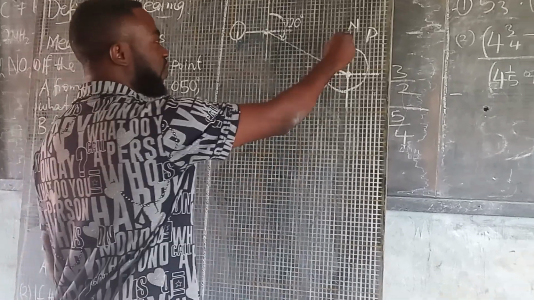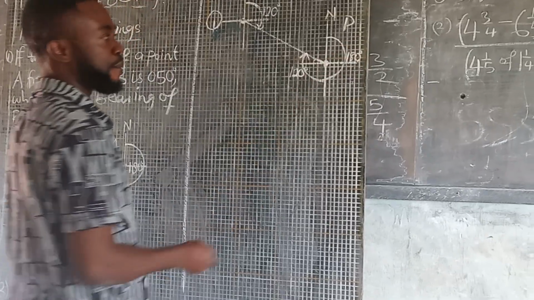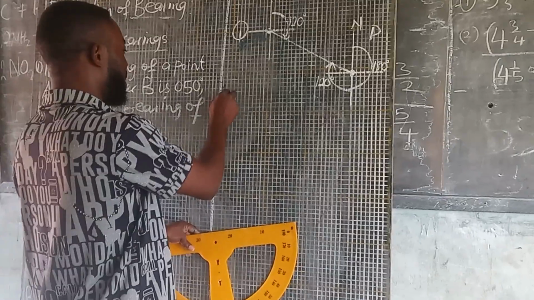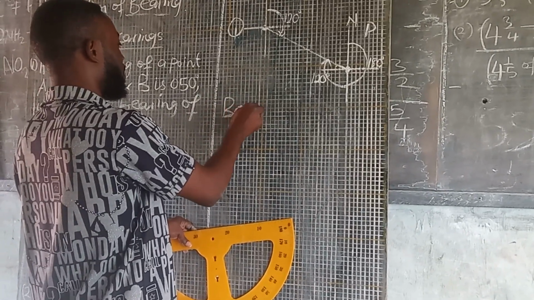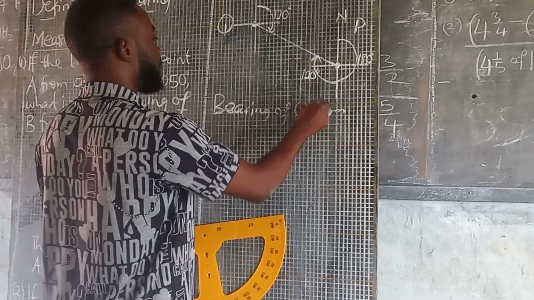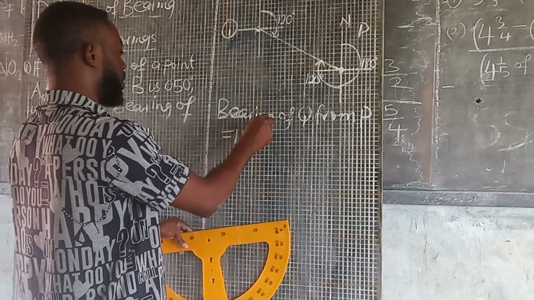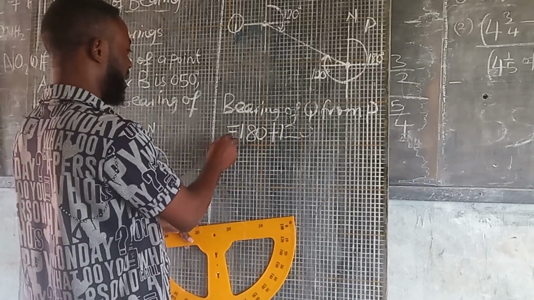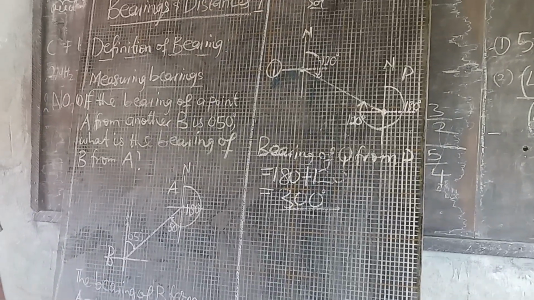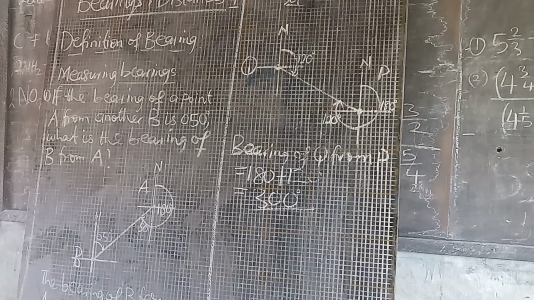They alternate. From north to south is an angle of 180 degrees. Always know that, 180 degrees. Now you add the 2. Bearing of Q from P is equal to 180 plus 120, and that gives you 300 degrees. Take a look at that. 300 degrees. Wow, that is very interesting.